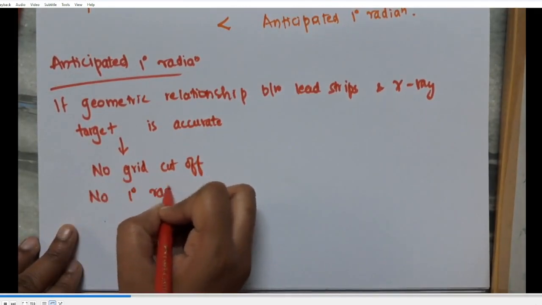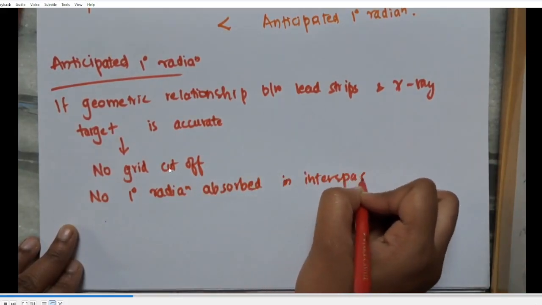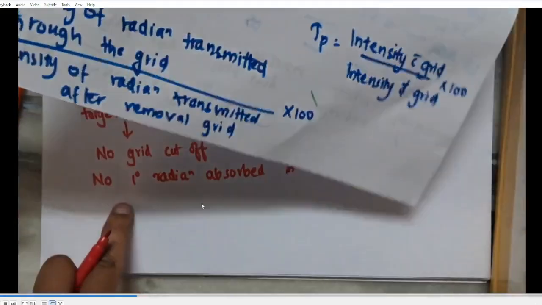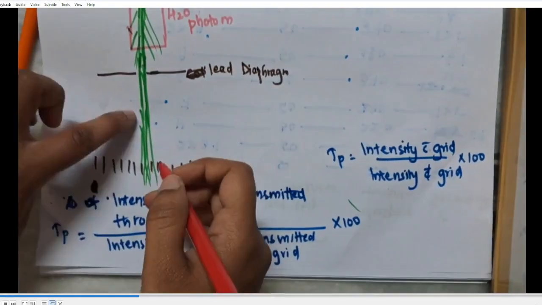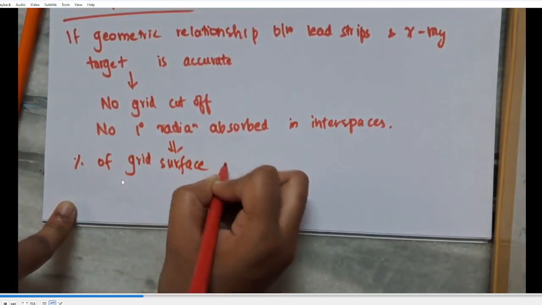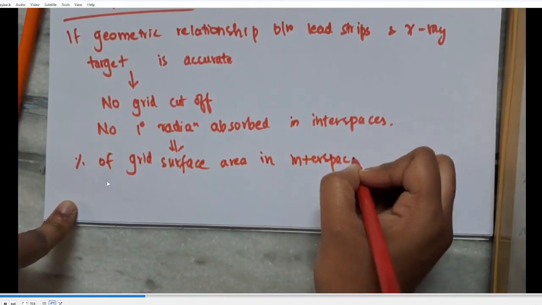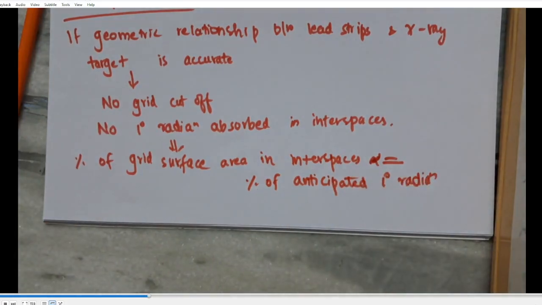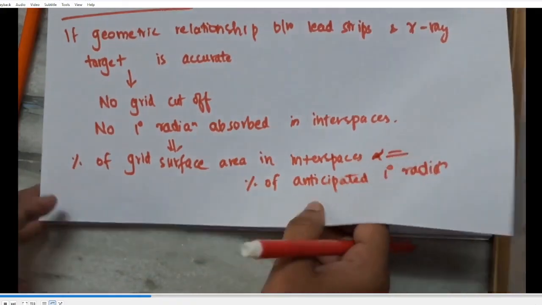So, with no grid cutoff, meaning that no primary radiation is absorbed in the interspaces, this primary radiation passes through the grid. So the percentage of grid surface area in the interspaces is approximately equal to the percentage of anticipated primary radiation.